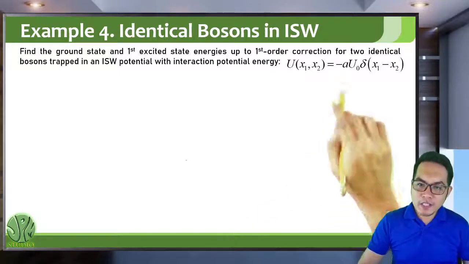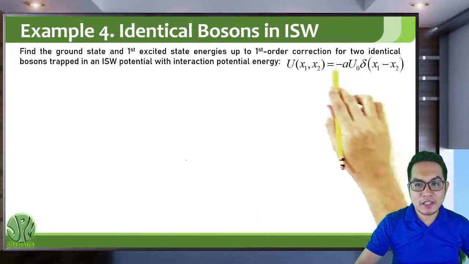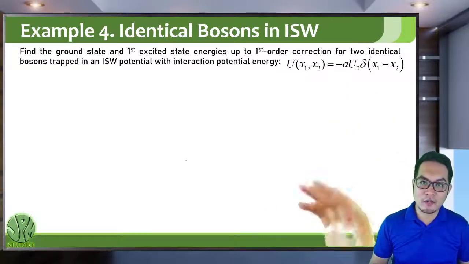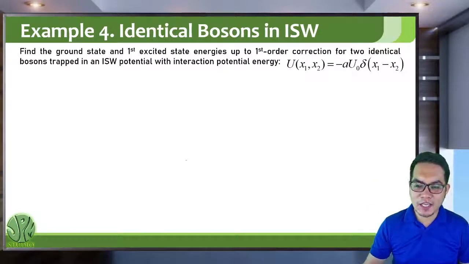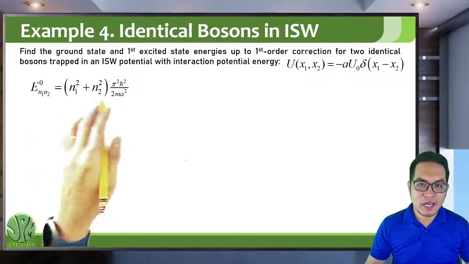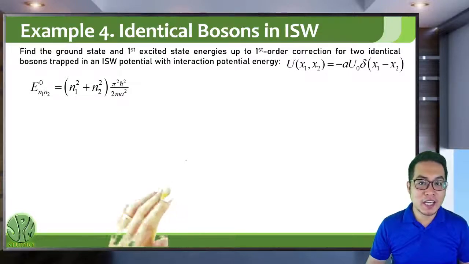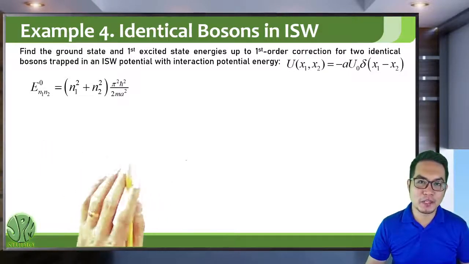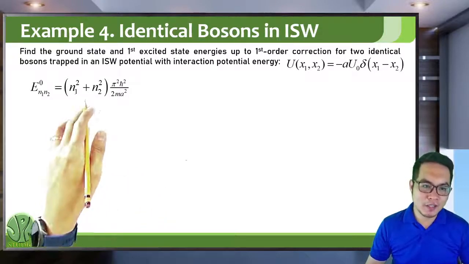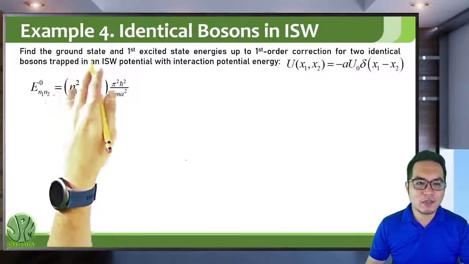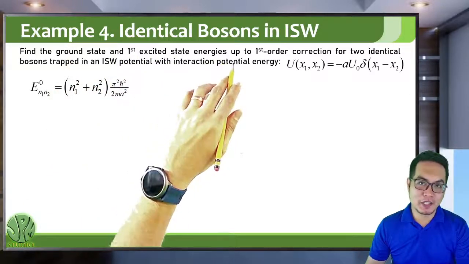So this interaction potential energy is basically our perturbation. This is now the additional energy of our system, in addition to our original Hamiltonian. Now, if you have a 2-particle system, and since this is an infinite square well potential, you just add the energies of the 2 particles. So you have n1 squared pi squared h bar squared over 2m a squared plus n2 squared, and you will get this one.